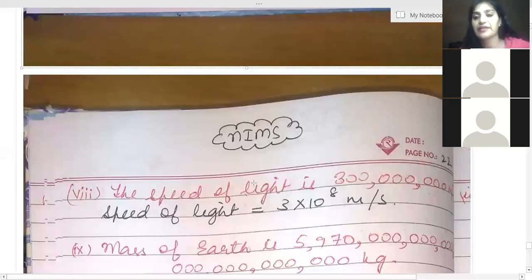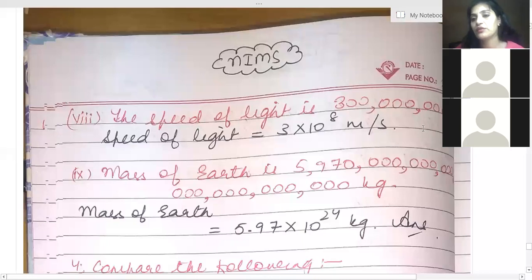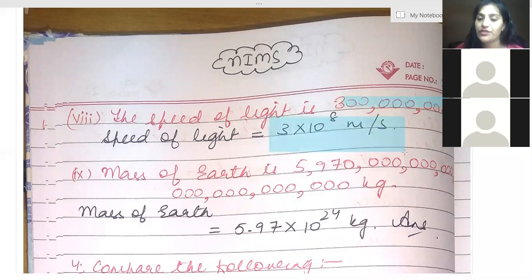The speed of light is 300000000. So again, we will see how many zeros have to move in order to place the decimal. So it is 1, 2, 3, 4, 5, 6, 7, 8. So it becomes 3.0 into 10 to the power 8 meter per second.